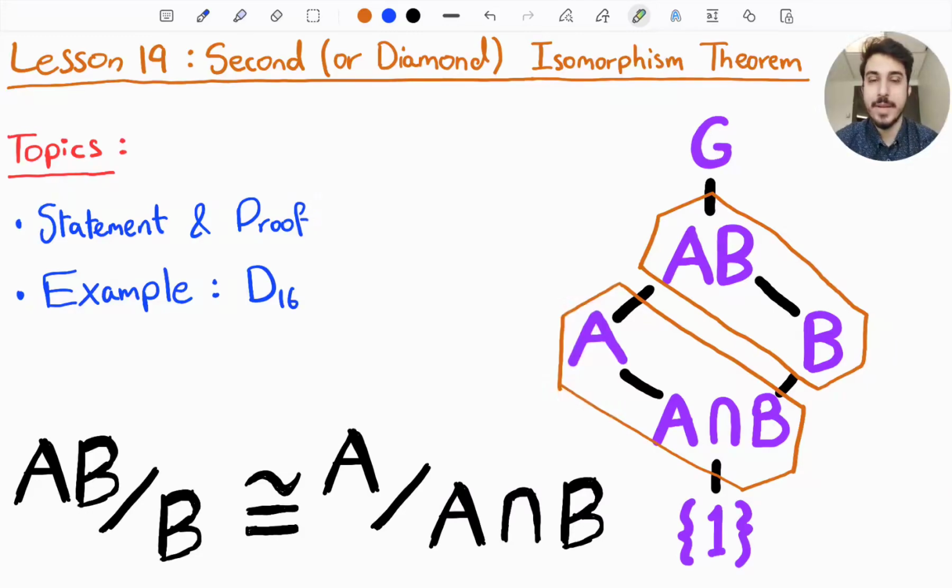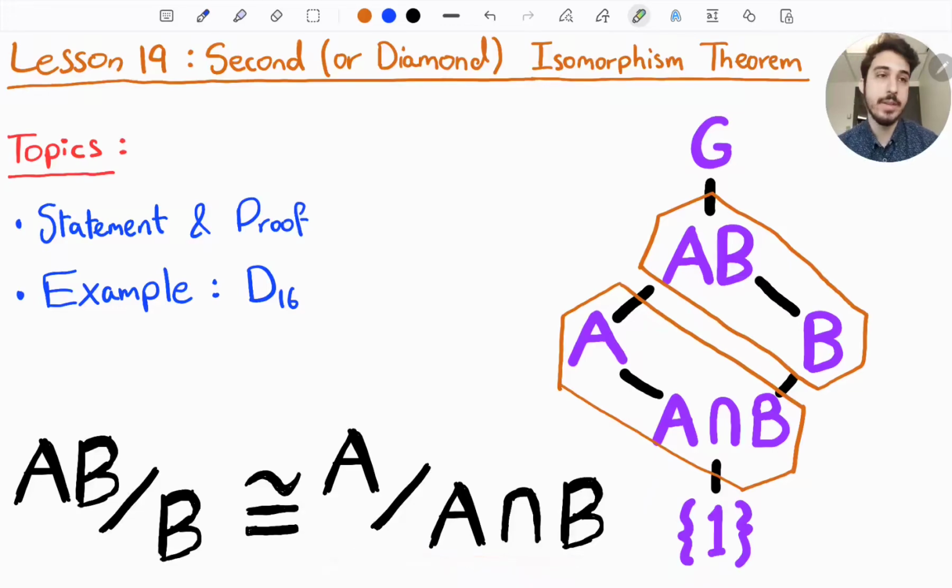Ladies and gentlemen, welcome back to lesson 19 in group theory. In this lesson, we're going to continue our journey through the isomorphism theorems, going with the second isomorphism theorem, or alternatively, the diamond isomorphism theorem. The statement says that there is an isomorphism between the quotient group AB/B and the quotient group A/(A intersect B).